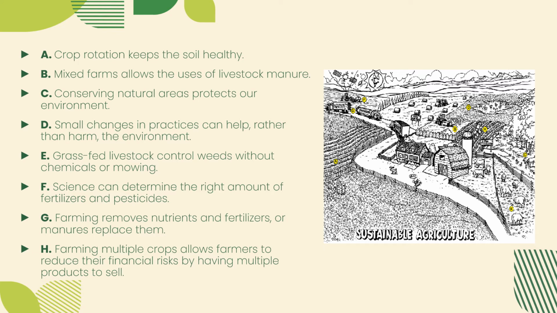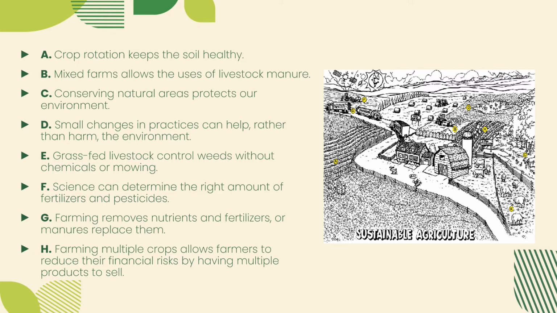So now that we've seen all of these practices, let's see how they help the soil and the environment. A. Crop rotation keeps the soil healthy. B. Mixed farms allow the use of livestock manure. C. Conserving natural areas protect our environment. D. Small changes in practices can help rather than harm the environment.